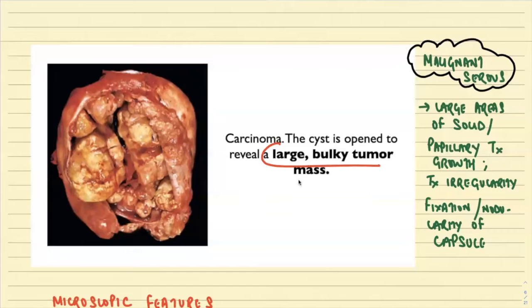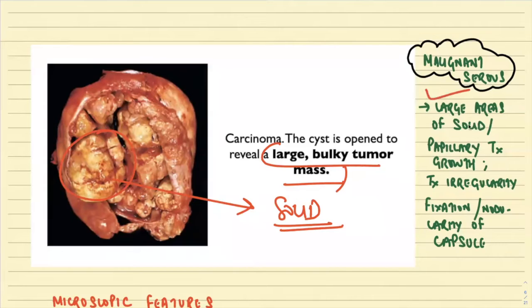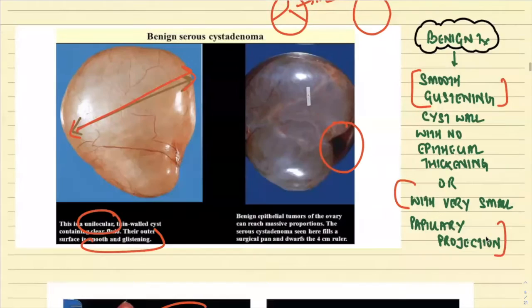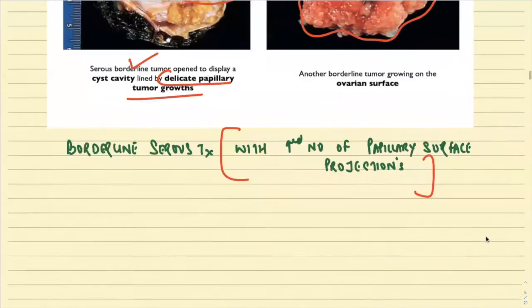Now, this is the malignant serous tumor. These will become very large and bulky. Very important, you will see that these malignant tumors are far more solid and have larger areas of solid or papillary tumor growth, and the tumor shows irregularity. They are quite heavy, and they will show fixity to the underlying capsule. So this is how grossly you appreciate the serous tumors, and usually the serous tumors show papillary nature.